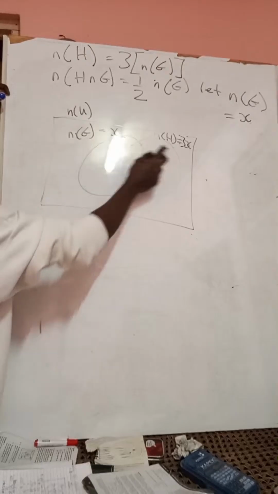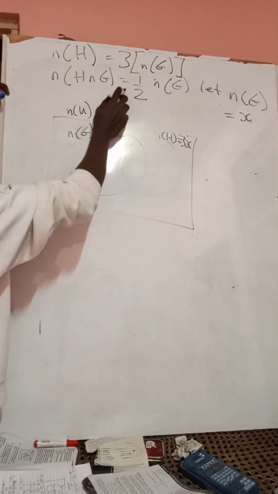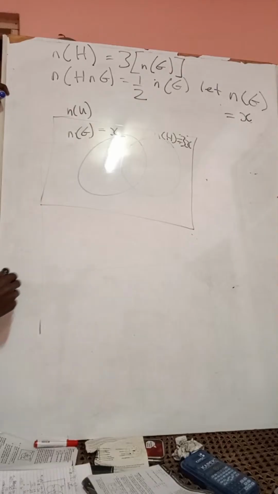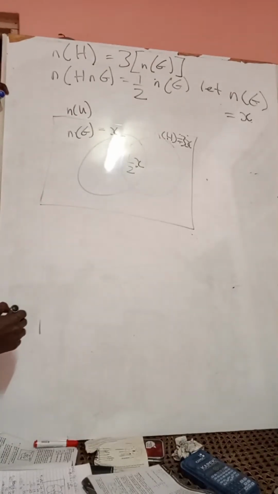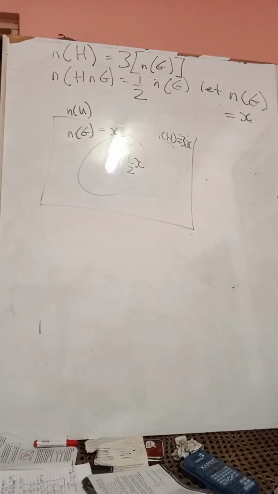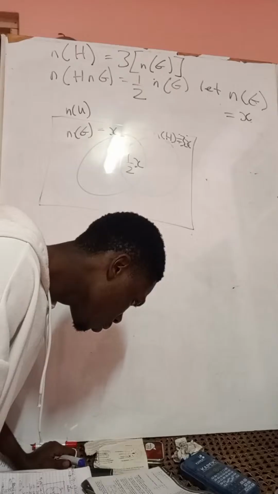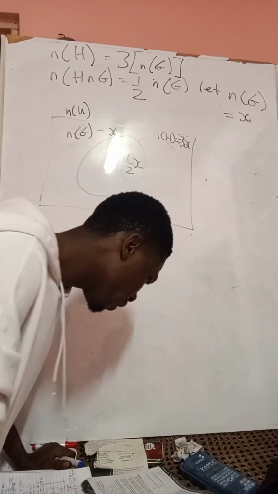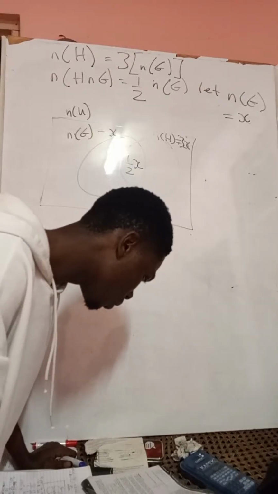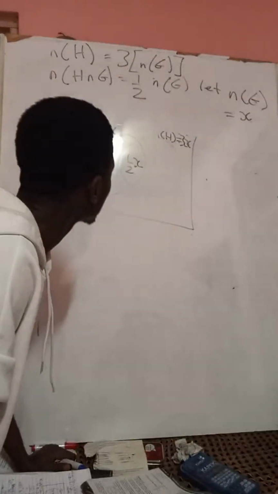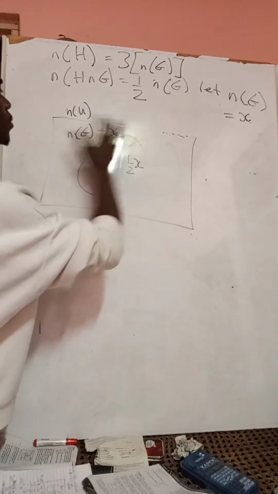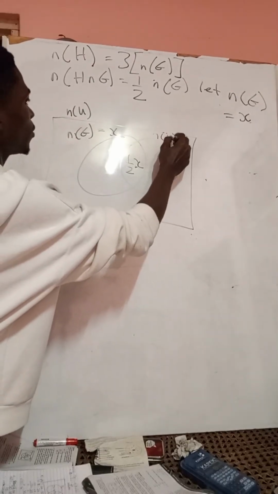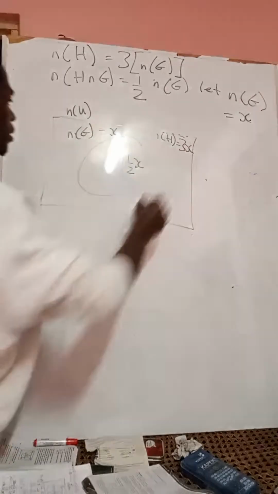Now, for the both, the both is half of G. So since G is x, you can say both is half of x. Is it clear? Here the number of H equals 3 times x. I don't know if you can see it well.